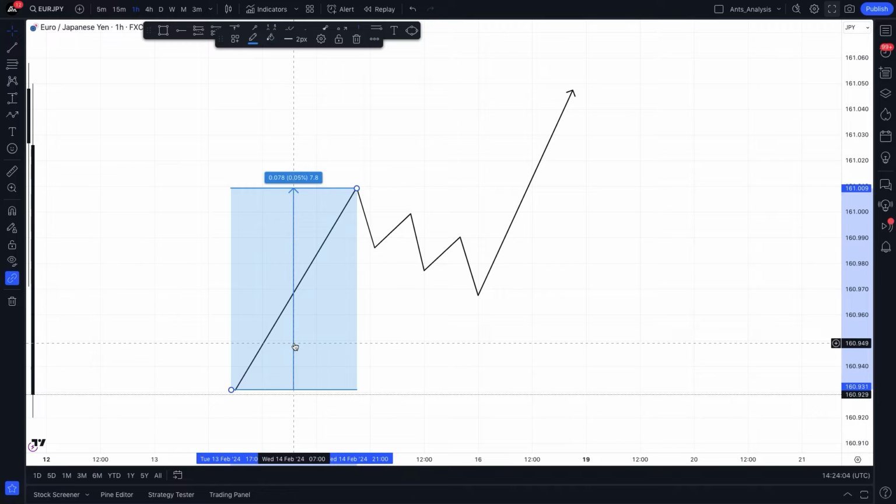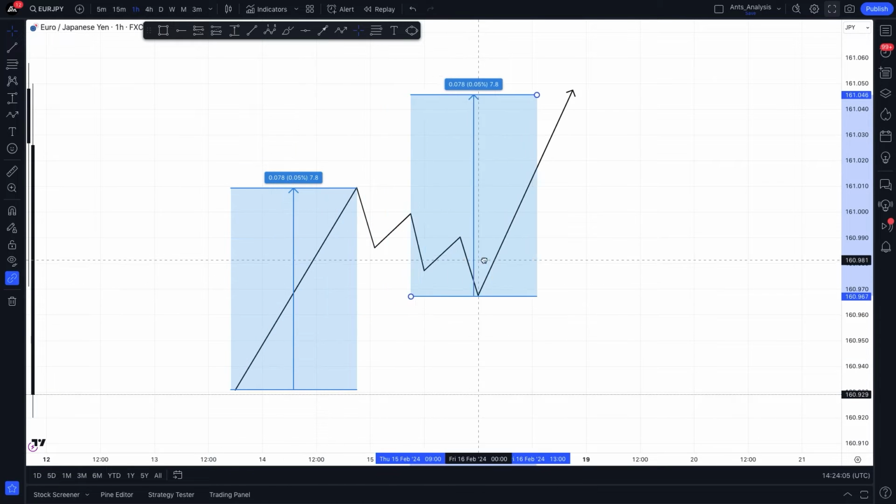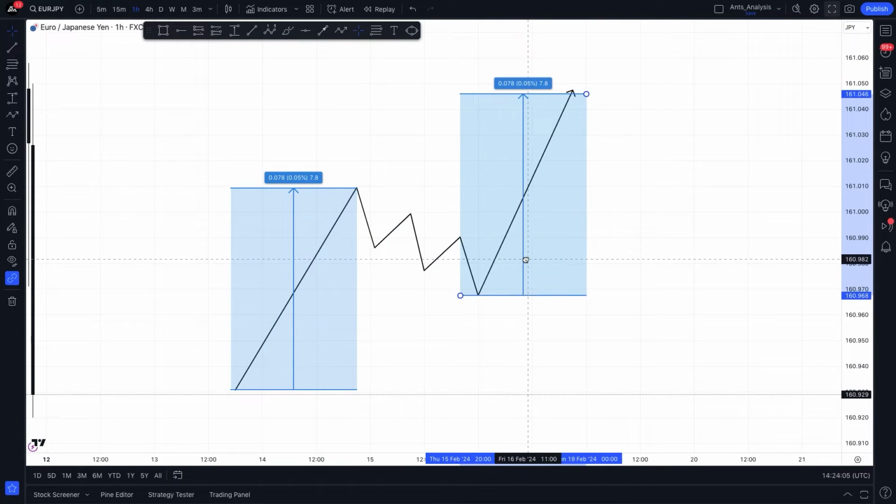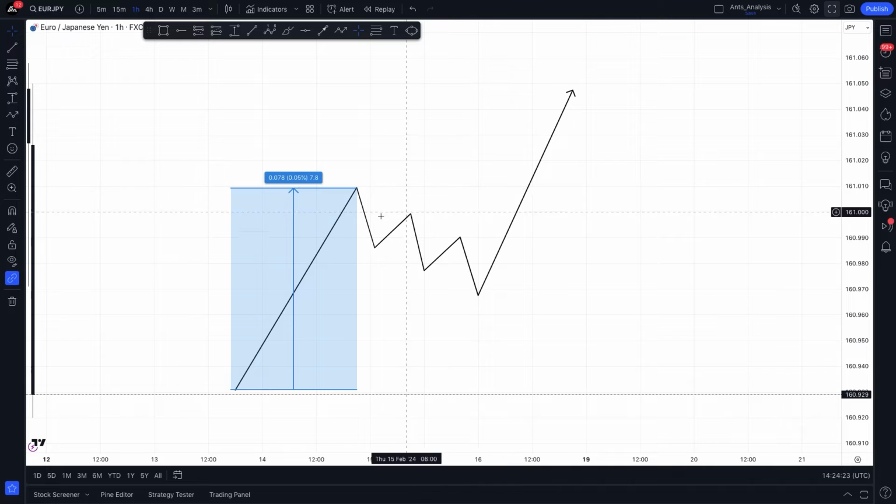So I will copy this and paste it, and I will drag it to the start of the bullish continuation, and at the top of this would be where I would set my take profit level, okay? Really simple stuff, and I'll show you some live chart examples to show you that it does actually work. So that's really simple when it comes to setting my take profit level.